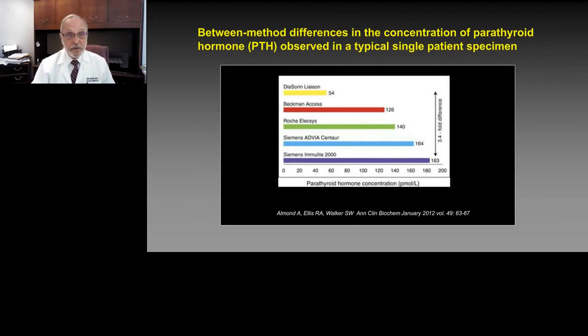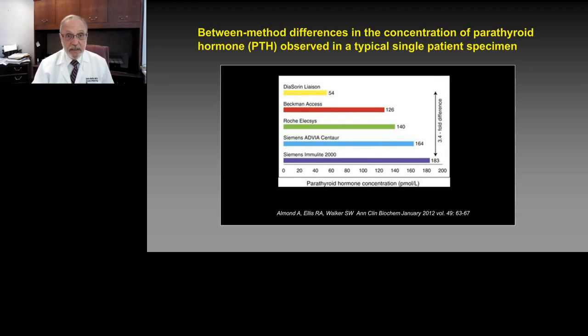And so if you look at this slide and take the various commercial assays that are available at the present time and look at a single patient sample, you can see the result that can be obtained here can go from a value of 54 in this assay to a value of 183 in this assay. So from a clinical perspective then, you need to know what's correct. Is the PTH 50 or is it 180? And how can it vary so much across the various PTH assays?